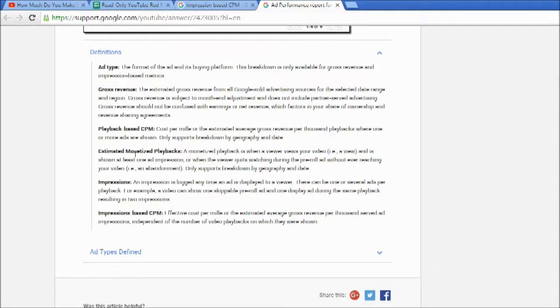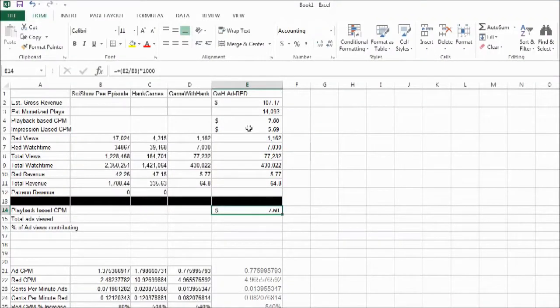So when we go back to this, an impression, according to YouTube, is logged anytime an ad is displayed to a viewer. There can be one or several ads per playback. So for example, a video can show one skippable pre-roll ad and one display ad during the same playback, but that's still two impressions. So really what it's showing us is that in these monetized plays, some of them had more than one ad.